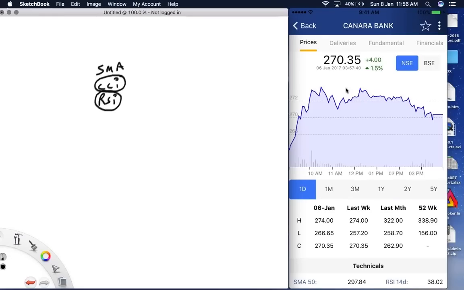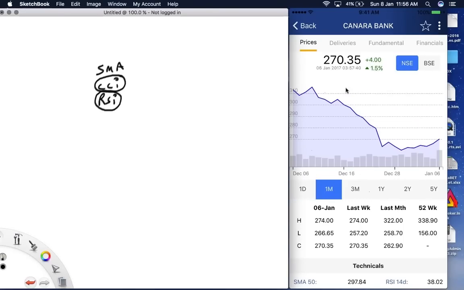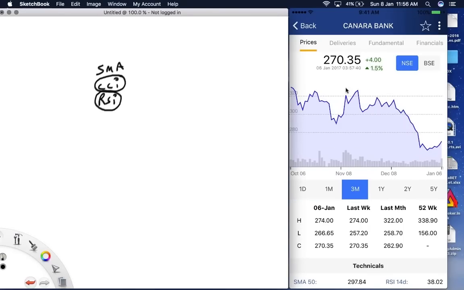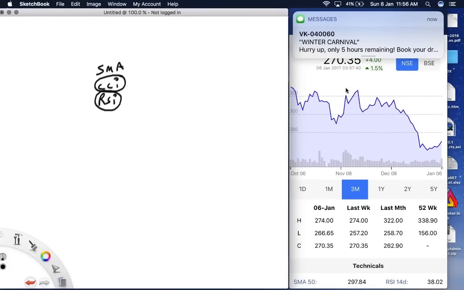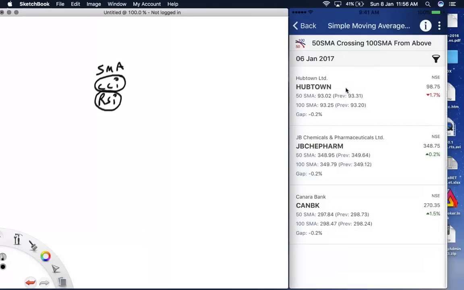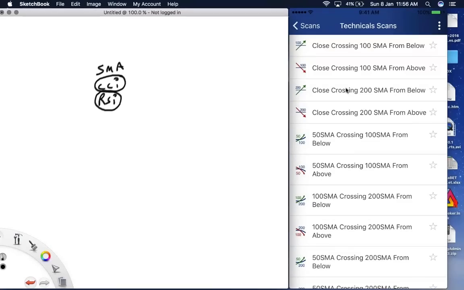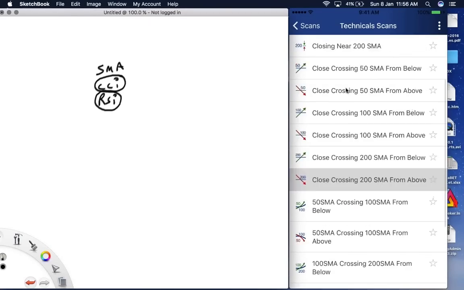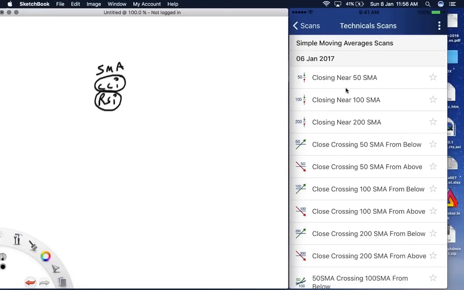I would like to introduce one small thing over here. Next to each and every scanner under all categories, you'll find a star. Let's say, for example, you would like to get into those stocks which are closing near the 50 simple moving average. Like Just Dial, Coal India, Amara Raja Batteries, Ambuja, Dr. Reddy's. Why are they popping up? Because they have come close to their 50 simple moving average.